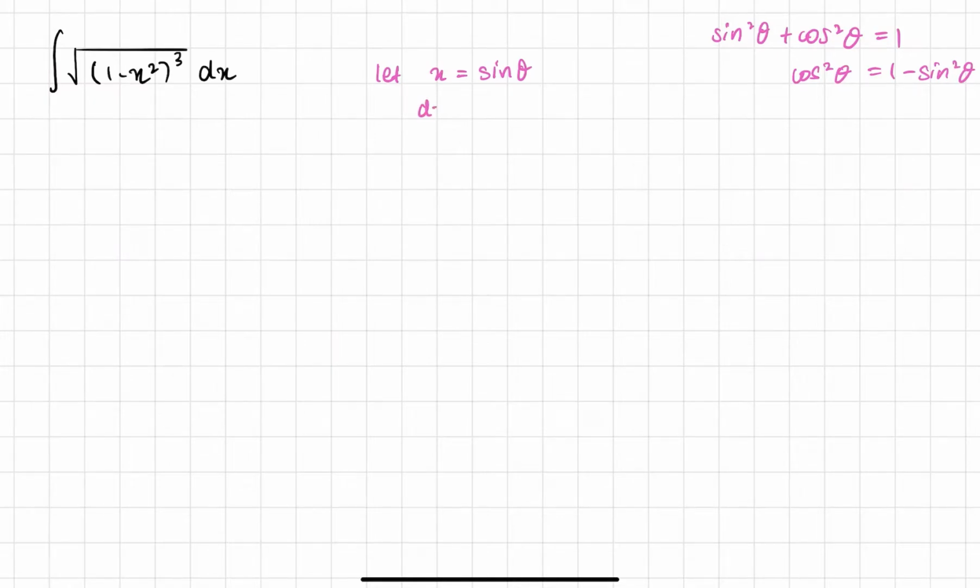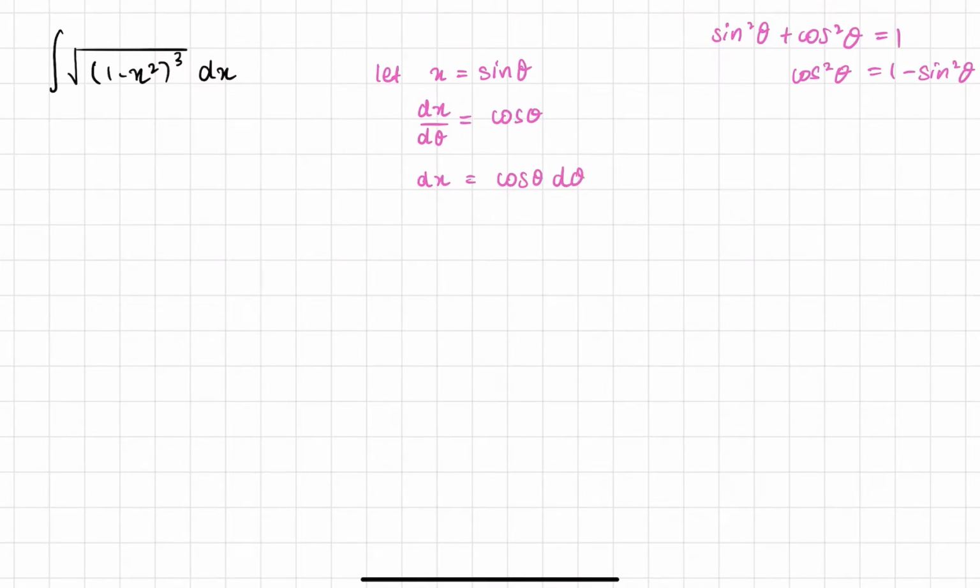Now, if I differentiate this, dx on d theta equals, differentiating sine, we should just get cos theta. And let's say dx equals cos theta d theta.